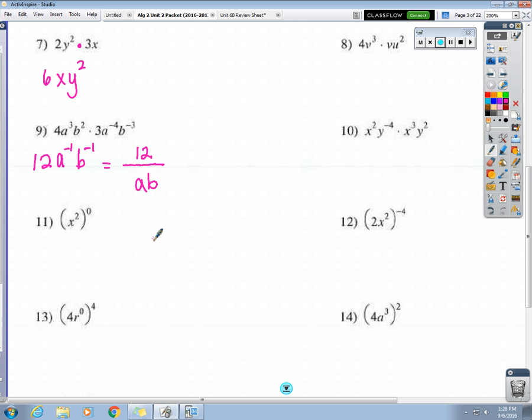Okay, number 11. What do we have here? A power to a power first, right? What do you do when you have a power to a power? What does that give you? Well, 2 times 0 is 0, but then anything to the 0 power becomes 1. So that's your final answer.